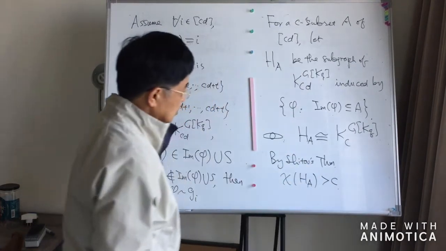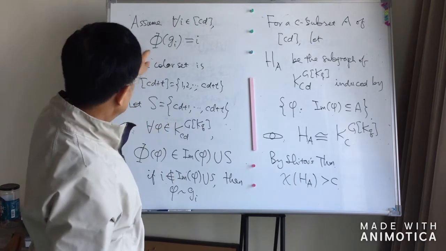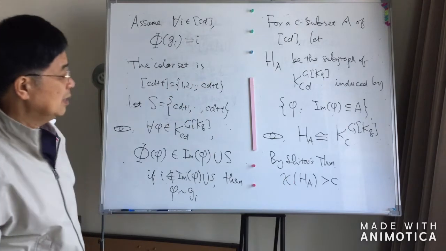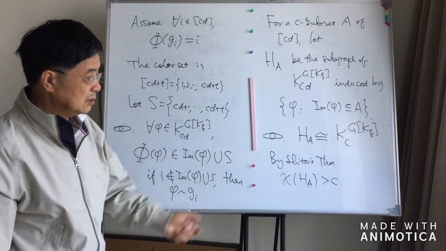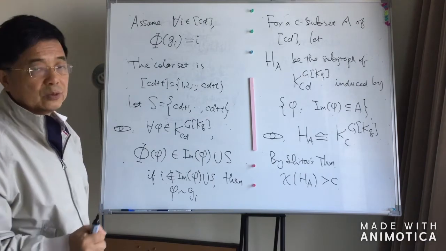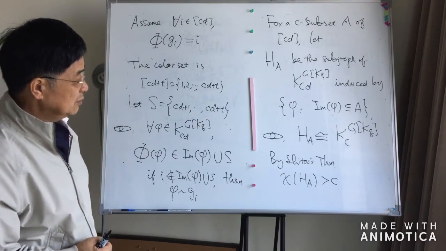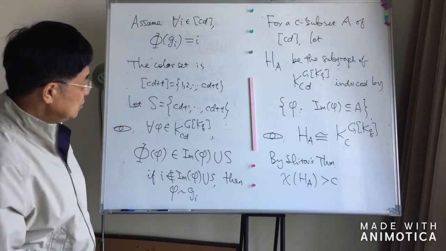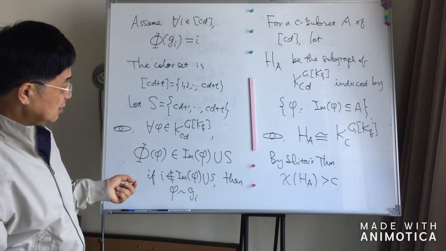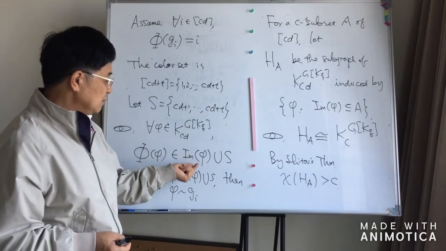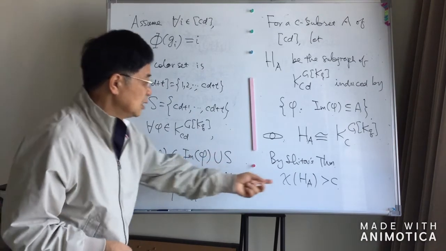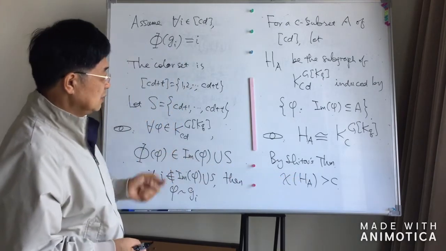Now phi is a proper coloring of the whole graph, and therefore phi is a proper coloring of this graph. The chromatic number of this graph is bigger than C, so phi used at least C+1 colors. C colors is not enough to color this graph. What are those colors? Those colors have to be contained in the image of those maps union S. And the image of those maps is A, right? They're contained in A.